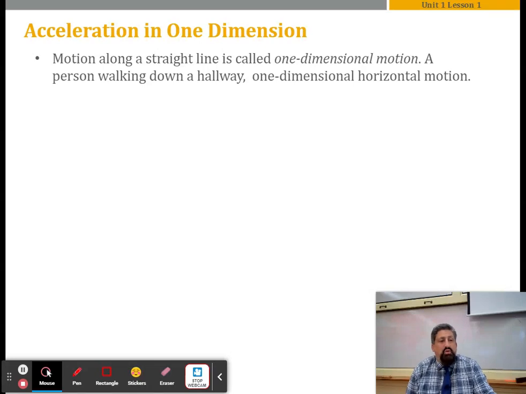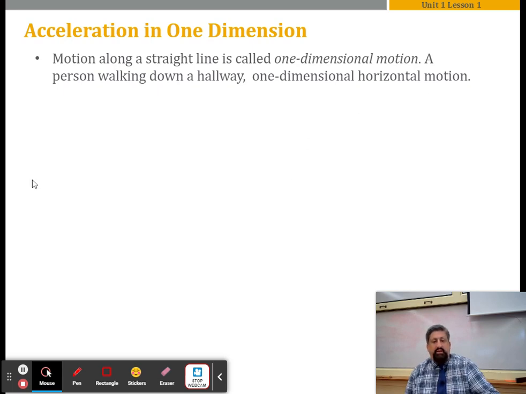Let's look at motion in one dimension, acceleration in one dimension. Motion along a straight line is referred to as one-dimensional motion. It can be forward and back, it can be left and right, it can be up and down, but it is along a straight line. If a person is walking down a straight hallway, that's an example of one-dimensional horizontal motion.